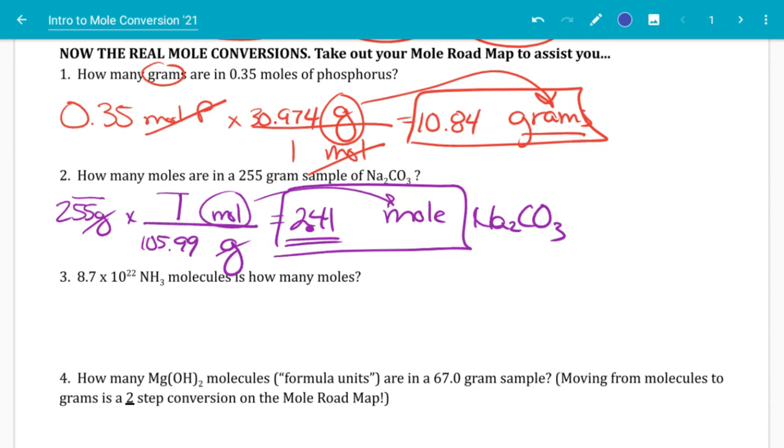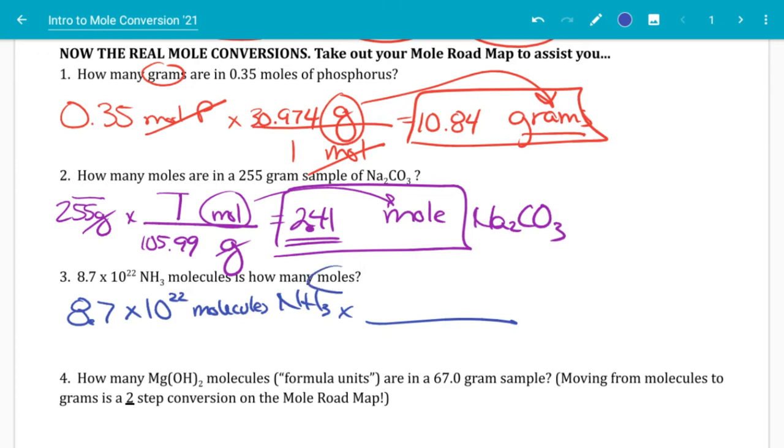All right, let's switch colors. Let's keep going. Let's try blue. This time I have NH3 molecules, and I want to know how many moles. So now I'm starting at the top of my mole roadmap. I always write down, I don't look at the mole roadmap, to be clear. I think the mole roadmap is sometimes a problem. For people, it ends up being such a crutch that they can't do anything without it. So I write down what they gave me. They gave me molecules of NH3, and I draw a line. All they want is moles, so that's a 1 step going from the top of the mole roadmap to the middle. So I'm looking for the unit of moles.